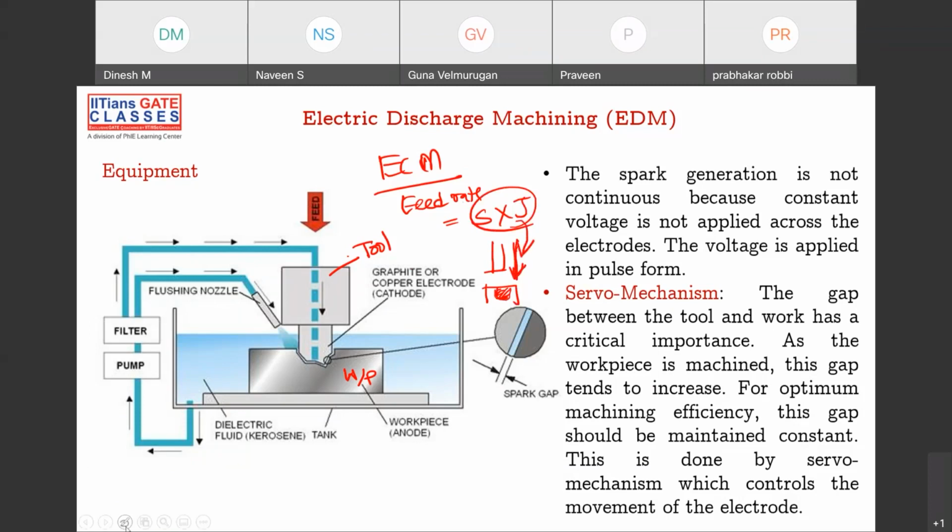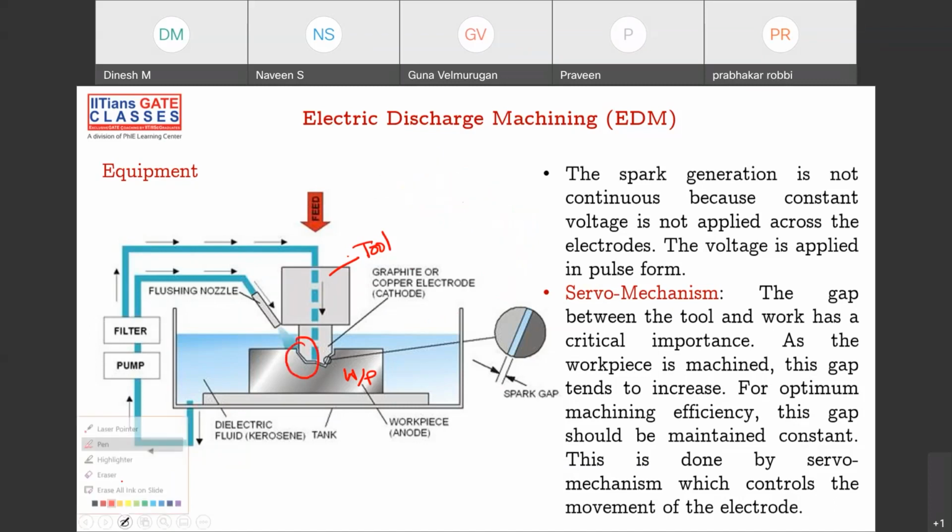Okay, but here also you have to maintain a constant gap between your workpiece and tool. That is what has been exaggerated here. If you want to see here, this small gap has been exaggerated with this. So this is what is called your spark gap, the gap between the workpiece and tool. So this is workpiece, and this is tool, and this is workpiece. Okay, so how do you maintain constant gap? Obviously, you have to have some kind of a mechanism. So there is some kind of sensor, which will automatically understand that this is the gap that is between workpiece and tool.